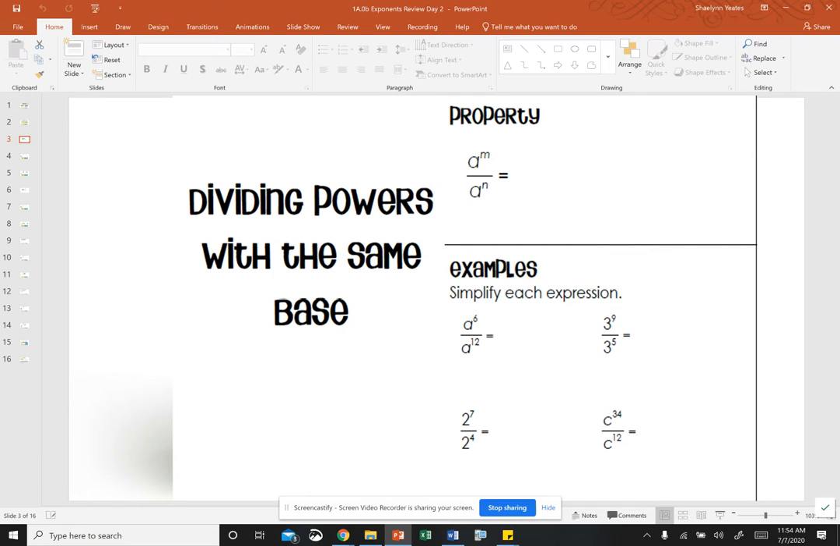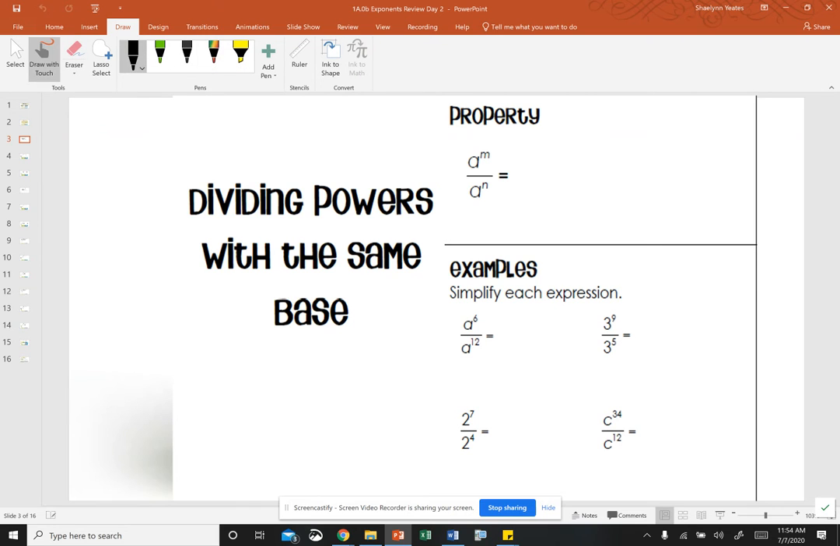Alright, so we're going to start with dividing powers with the same base. There's a property, I'm going to go over it after I show you a few examples so you can have a better understanding of what's actually going on here.